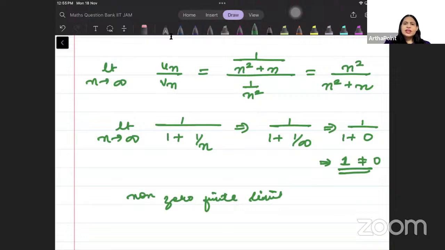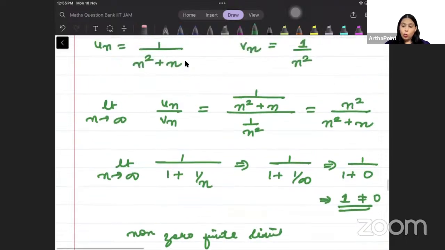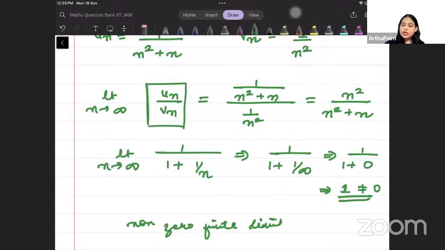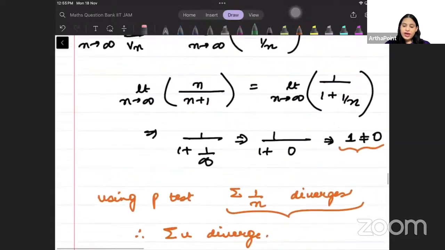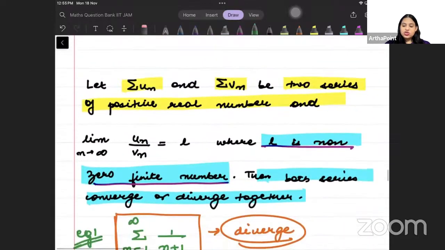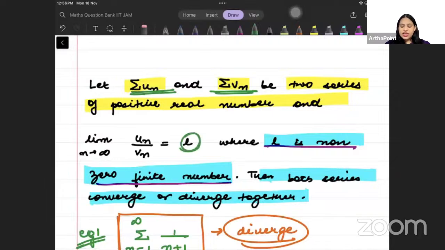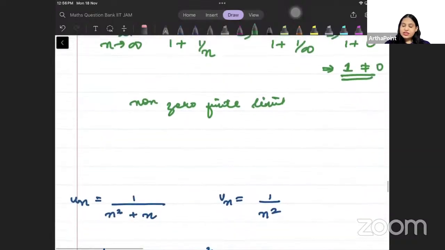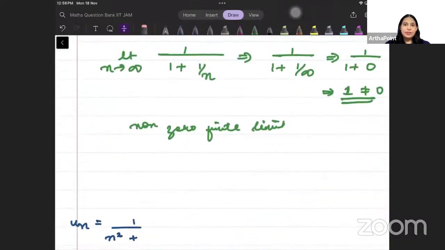Vn has to be greater than Un? Not necessarily, no. There is no such rule here. Just that when we find Un by Vn it should give me a finite number. This rule does not require any such relation such that greater than or less than. It was the other one which required that. Here, I just want this L to be finite. That's it. Okay. So now here we get that this is a non-zero finite limit.